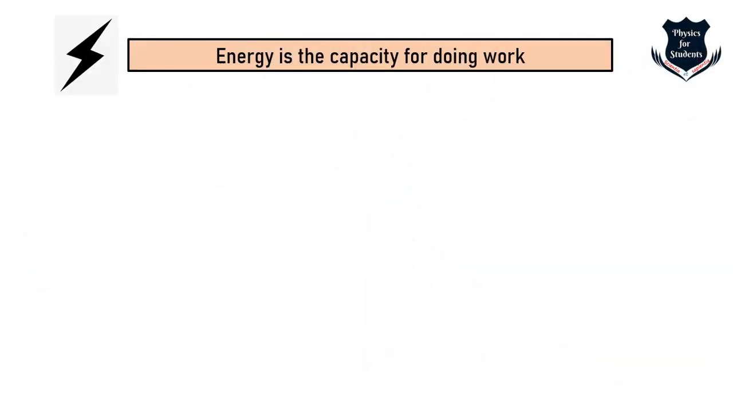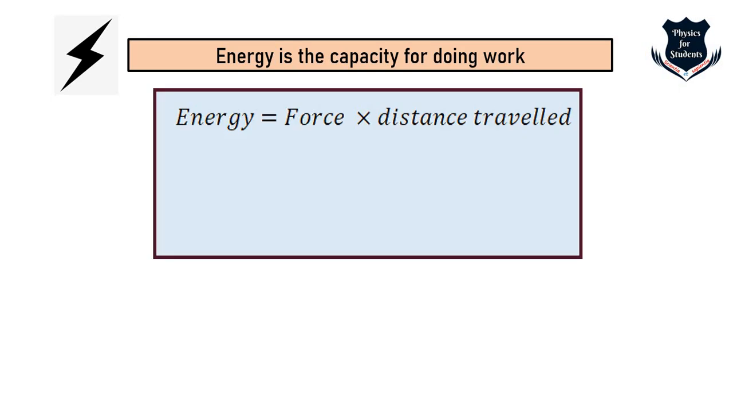Now, we all know that energy is the capacity for doing work. It can be any kind of work, for example lifting a book or walking. In fact, what I'm doing right now, talking and making people understand, is also a kind of energy. So the increase in energy is due to the force which acts on the body. So we can write energy equal to force multiplied by the distance traveled.